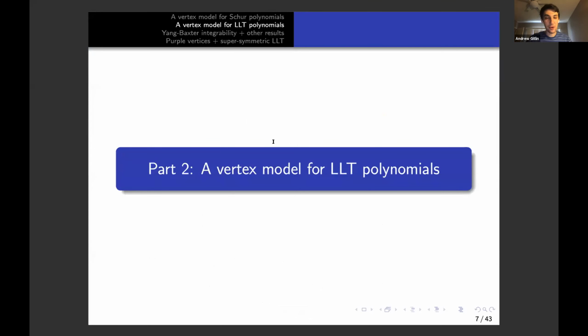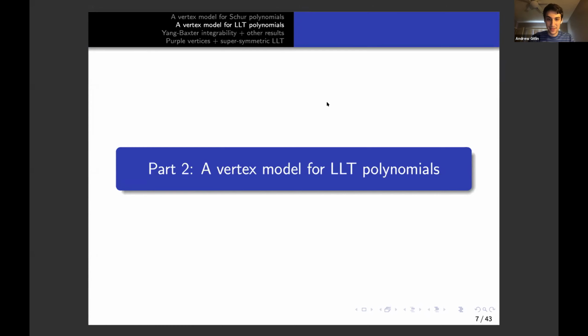So next up, I'm going to extend this vertex model into a vertex model for LLT polynomials. By the way, if you have any questions at any point, feel free to stop me and ask them. But we're sort of entering the heart of this presentation. So I'm going to extend the vertex model for Schur polynomials into a vertex model for LLT polynomials.